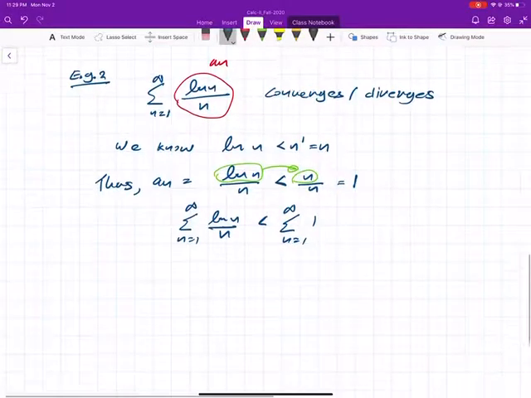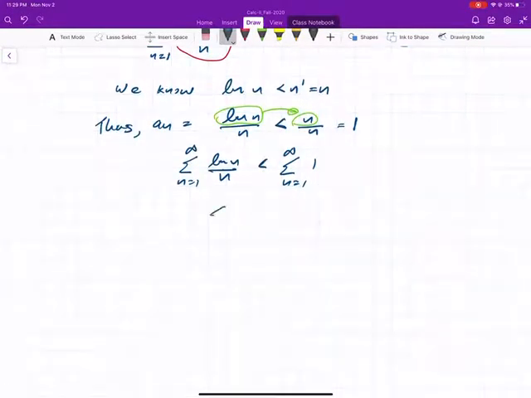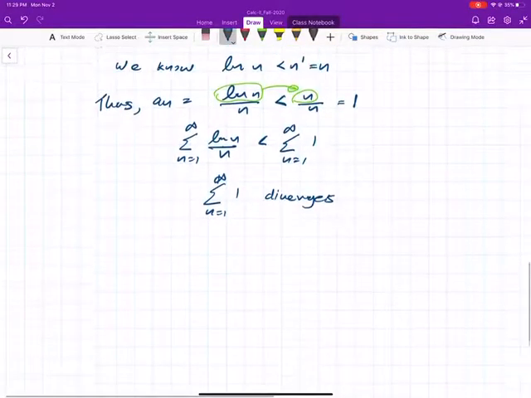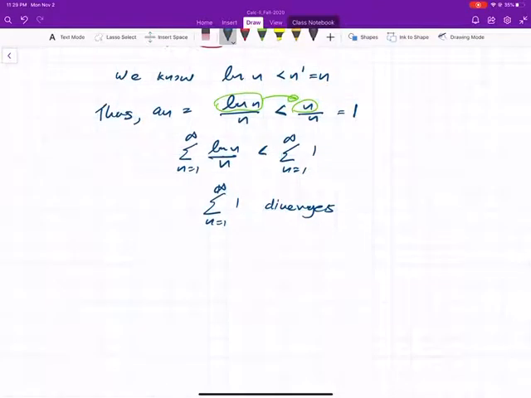Unfortunately, you see that this series diverges. If you just add ones, you will get infinity. If you add the number 1 infinitely many times, this is infinity, so that diverges. Thus, the test failed.